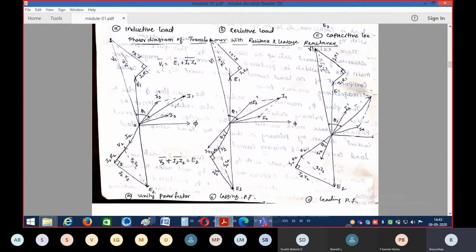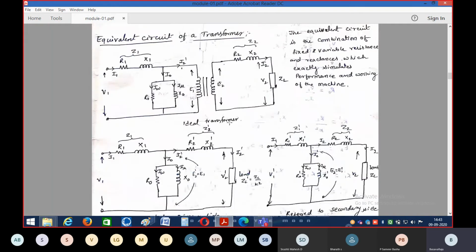Where is the E1? Actually we have this reversed E1, that is the E1 phase. So E1 plus I1 Z1. If you add E1 and I1 Z1, then the resultant vector V1 we will get. From the circuit diagram and from the phasor diagram, it will be very clear for you. V1 is equal to this vector E1 plus some voltage that will be present in the form of drop across these two elements, that is called I1 into Z1. So E1 plus I1 Z1 gives the value of input voltage V1.